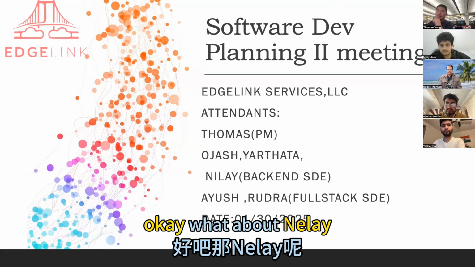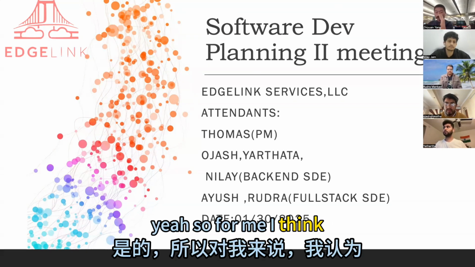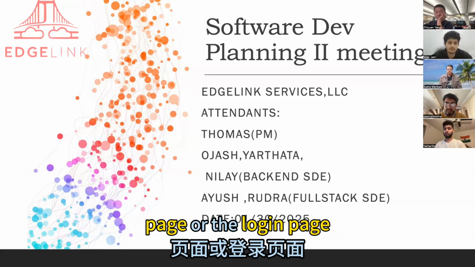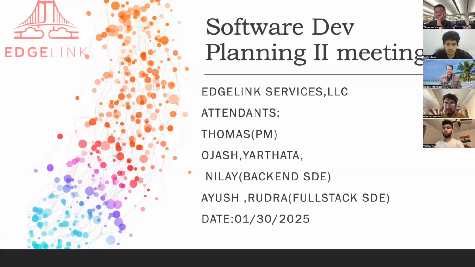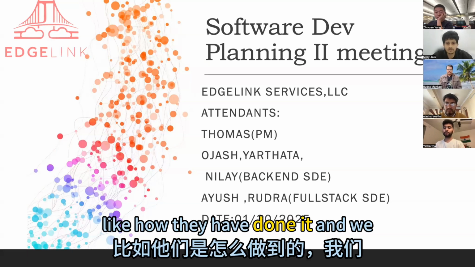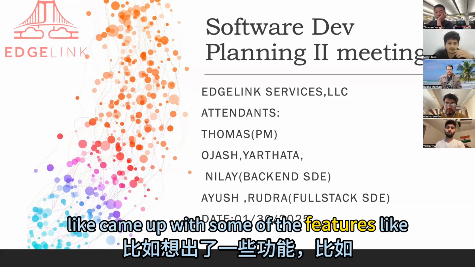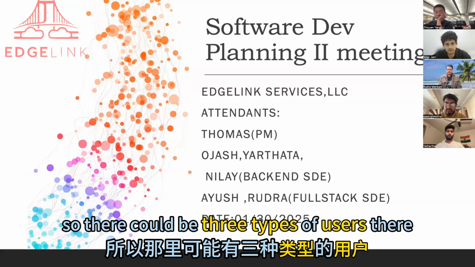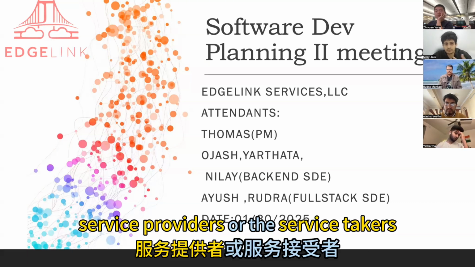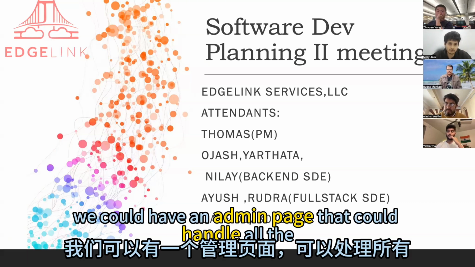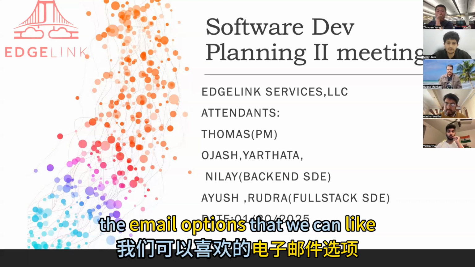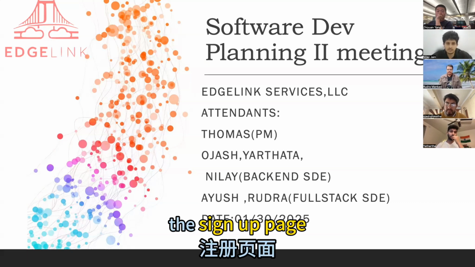Okay. What about Nile and Aujaz? Yeah, so for me, to be more specific, for the user registration page or the login page, we checked out Rover, how they have done it, and we came up with some of the features, like what type of users we want to add. So there could be three types of users. We could have the service providers or the service takers, and we could have an admin page that could handle all the registration part.